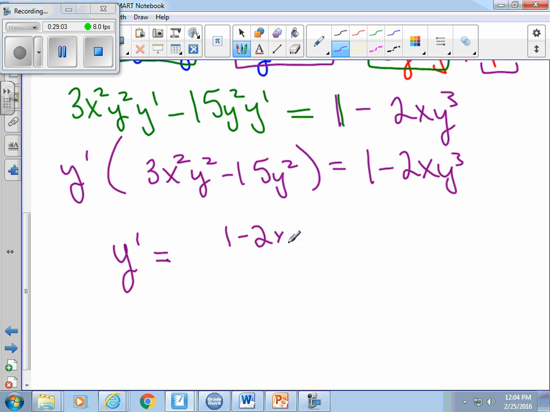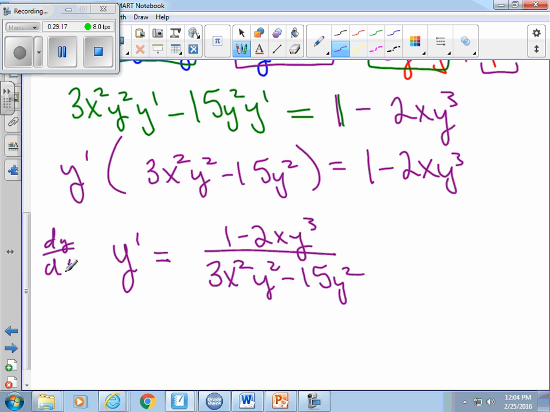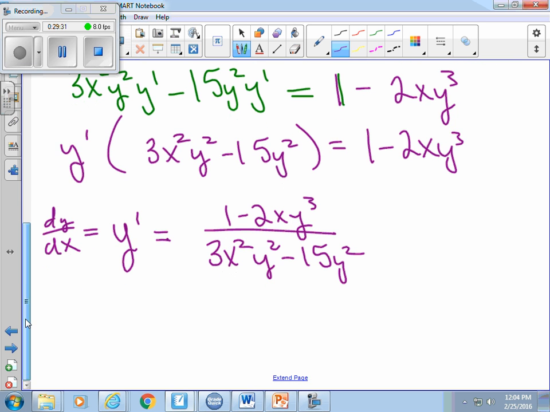Then divide by that other part. So dy dx, and if you had used the dy dx notation, you would have dy dx here. It doesn't make any difference to me which one you have. dy dx or y prime is that value. That was our goal. We are done.